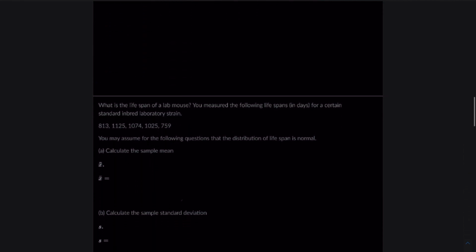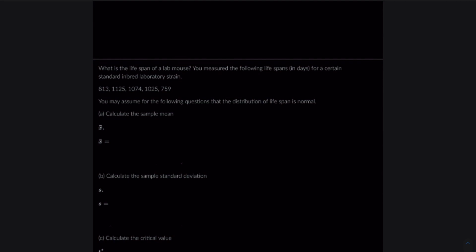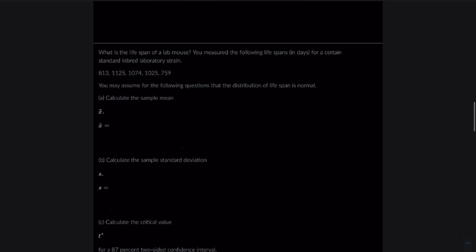All right, so this next problem, we're going to have to use RStudio a little bit for this one too. And so what we're going to do, it says, what is the lifespan of a lab mouse? You measured the following lifespans for a certain standard inbred laboratory strain, and you may assume for the following questions that the distribution of lifespan is normal. So we need to calculate the sample mean of these 5 data points. And the easiest way to do this in RStudio is to make your own variable.